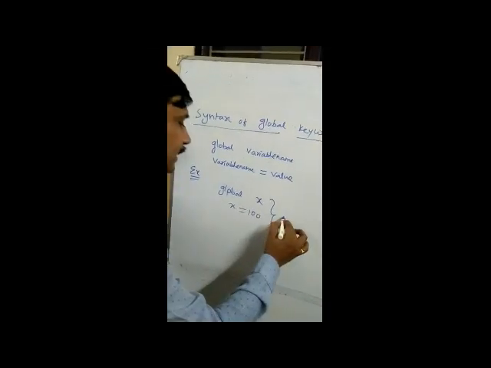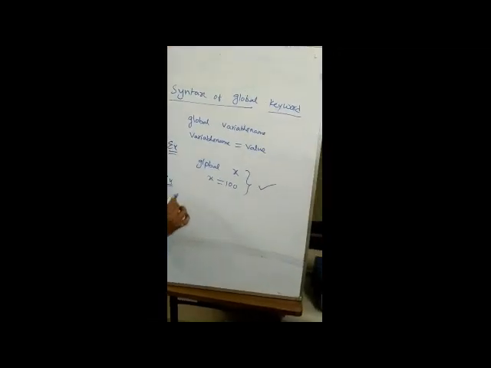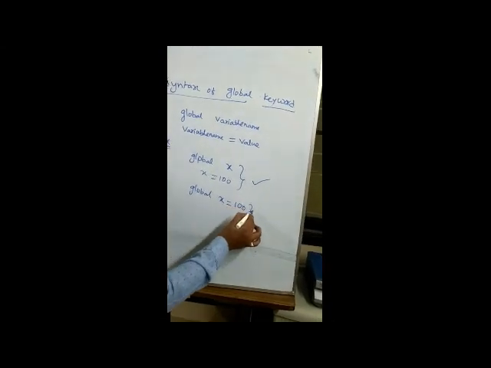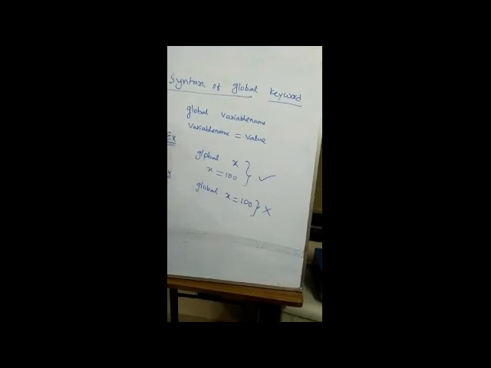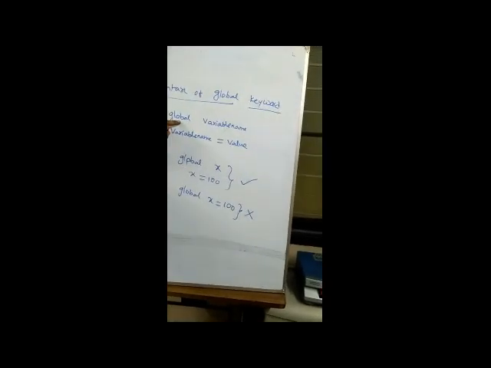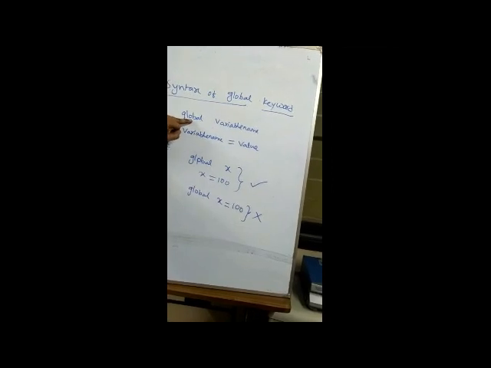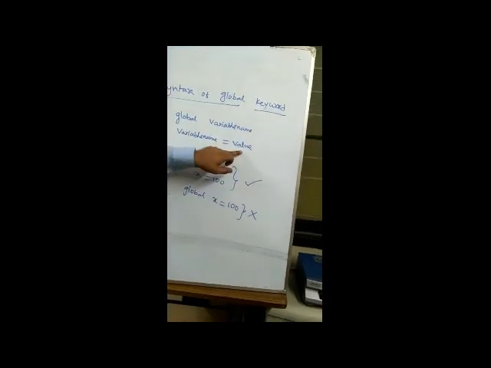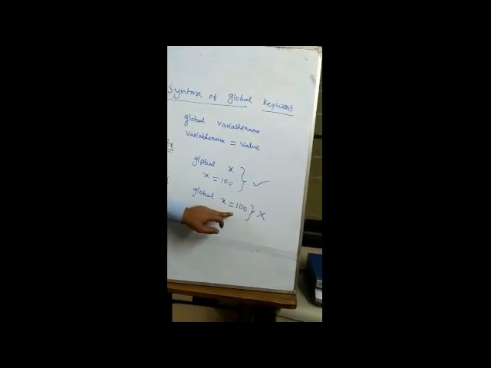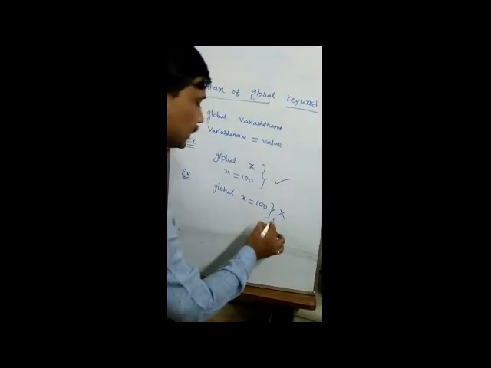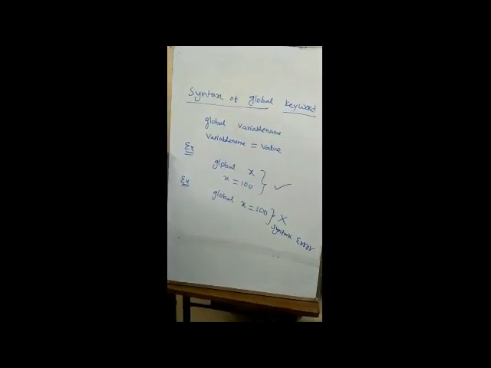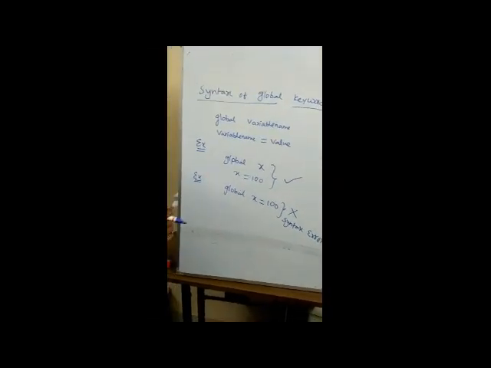This example is correct. In another example, I am writing global x is equal to 100 in one statement. This one is wrong. Why? In the global statement syntax, first you define the keyword global, then a space, and immediately give a variable name. In the next statement we assign the value, not in the same statement. That's why it is a syntax error. It displays the syntax error. This one is correct.